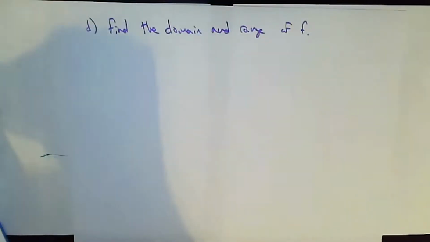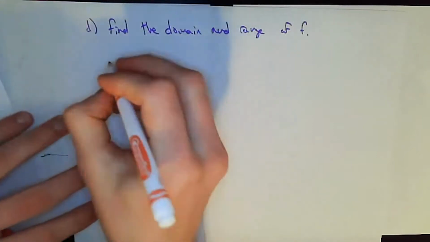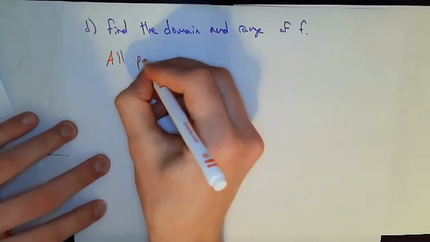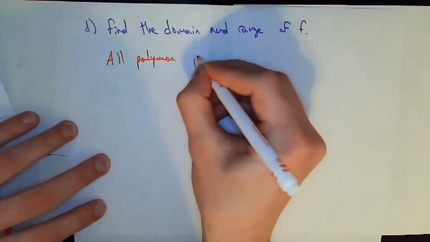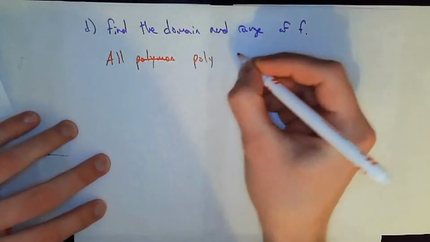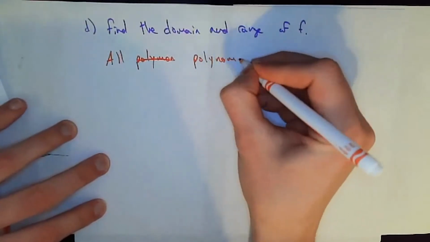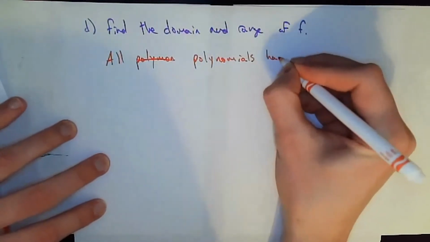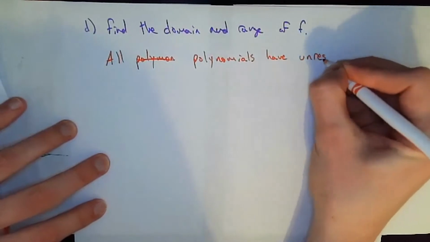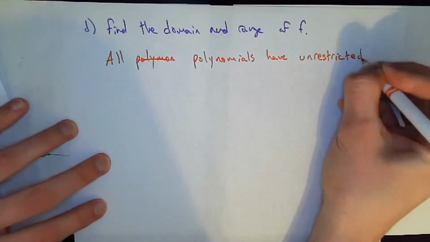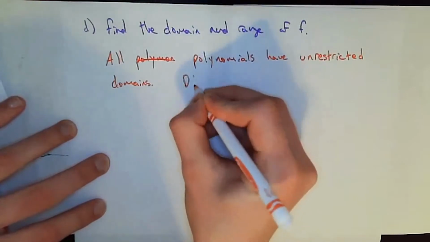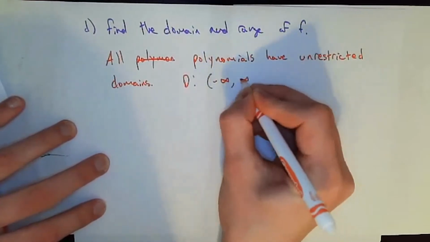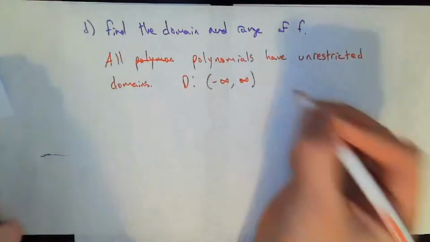All right, here is a fact that you can use no problem. All polynomials have unrestricted domains, meaning their domain is the entire real line from negative infinity to positive infinity.